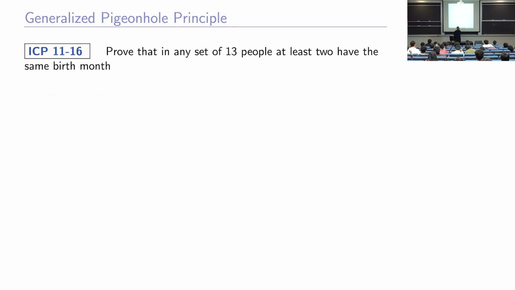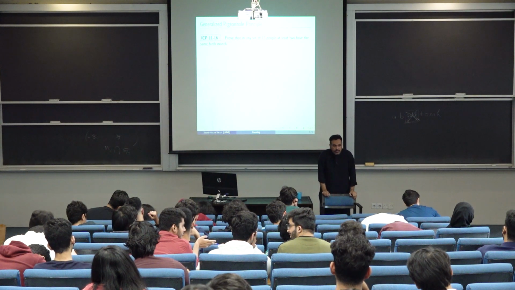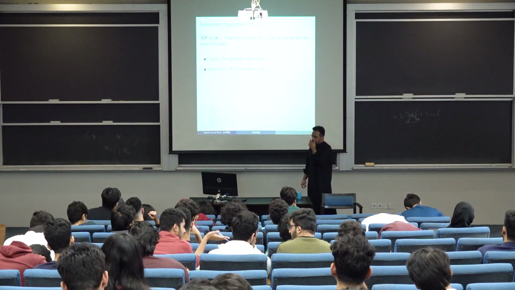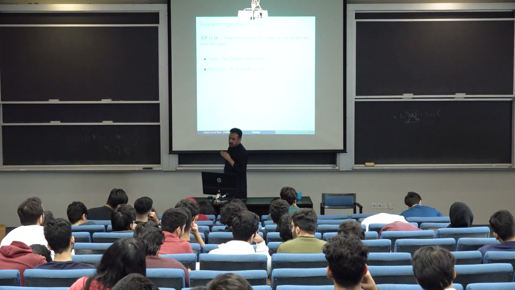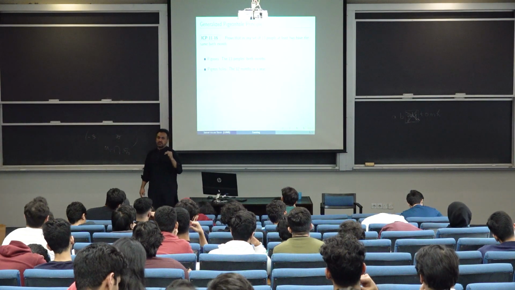Okay. If I take any set of 13 people, there must be at least 2 who share the birth month. What are the pigeons? What are the pigeonholes? 13 people, right? Let's say 13 people's birth months are the pigeons, and the 12 calendar months are the pigeonholes. So if you place them, some pigeonhole must get more than 1 pigeon, right? So by the pigeonhole principle, yes, at least 2 must share a birth month.